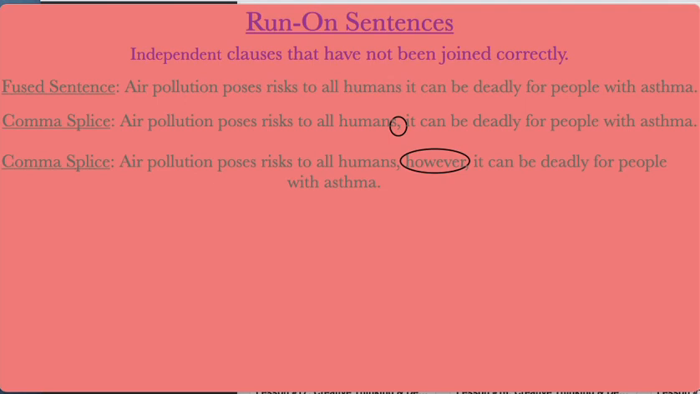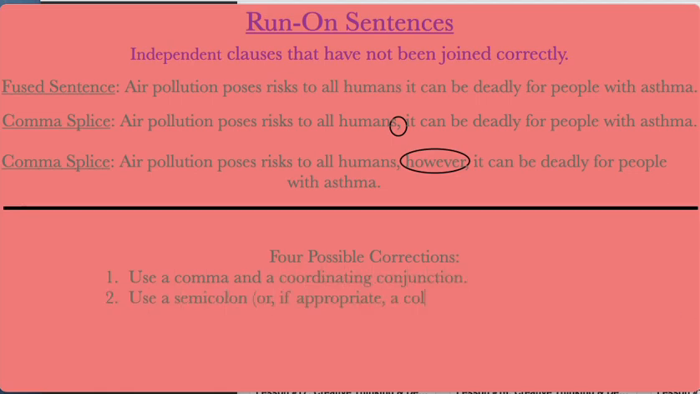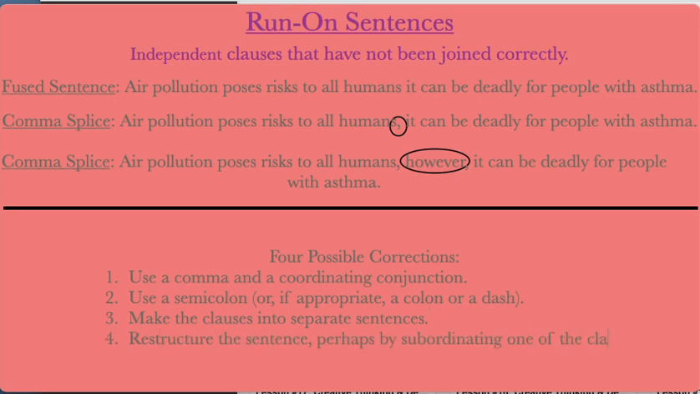To correct a run-on sentence, you have four choices. First, use a comma and a coordinating conjunction. Secondly, use a semicolon or, if appropriate, a colon or a dash. Thirdly, make the clauses into separate sentences. And then last, restructure the sentence, perhaps by subordinating one of the clauses.